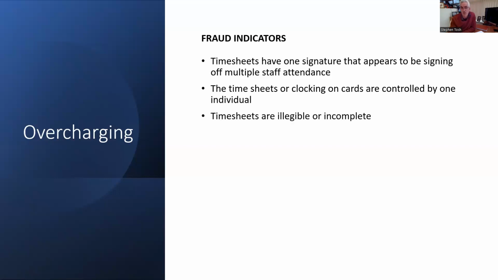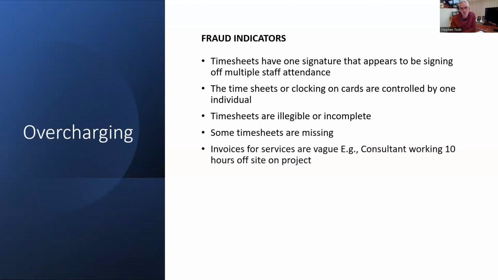Again, timesheets are illegible or incomplete. Again, maybe an indicator. Missing timesheets. Invoices for services are vague, consultants working 10 hours, as an example. This can not only be a fraud, but it could also relate to corruption, where fictitious requirements are being created. So there's a consultancy service being created, along with information about the work, when in actual fact it was never carried out, and the contractor, which may be a personal account, the money's paid into that account. So that's something to look out for.